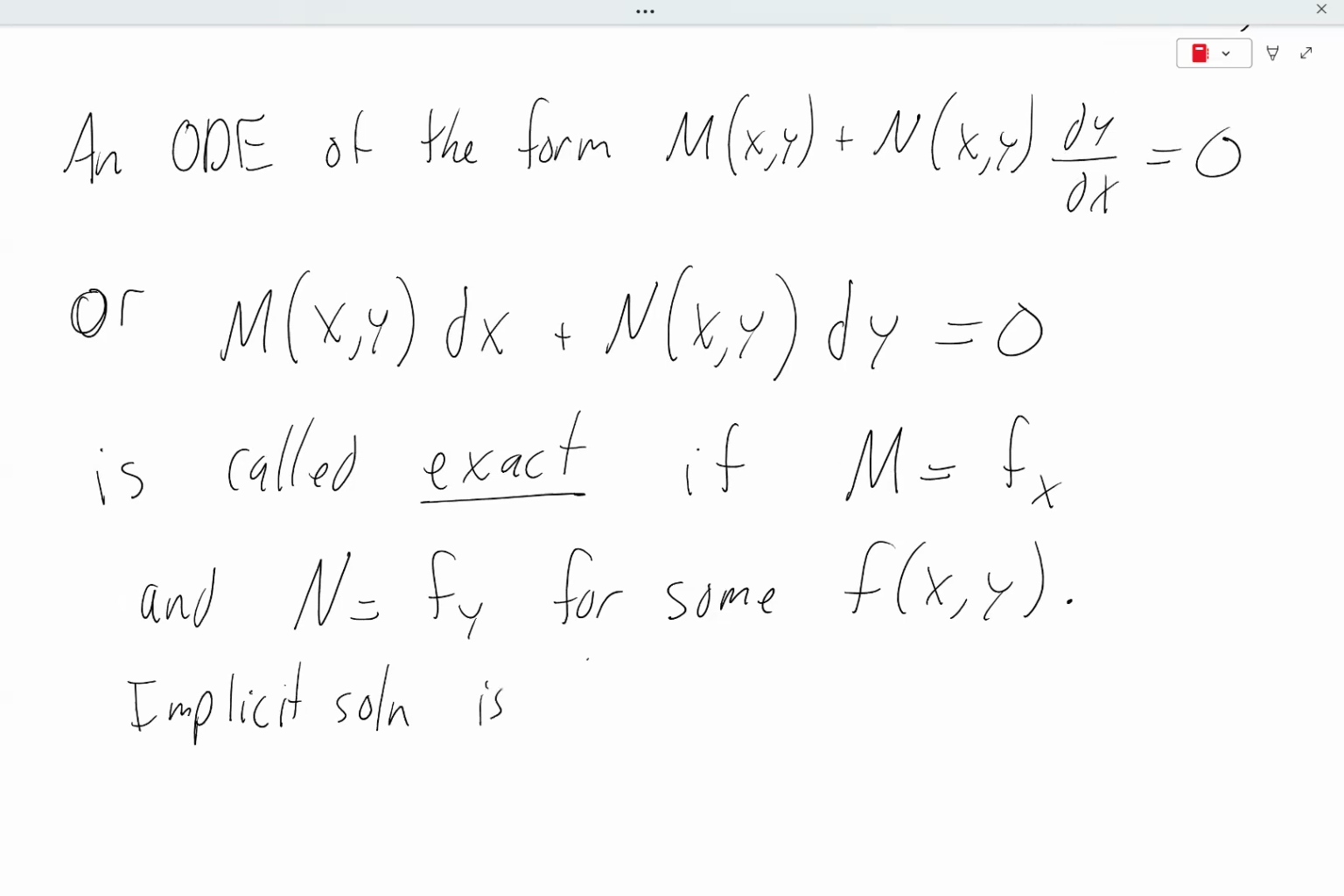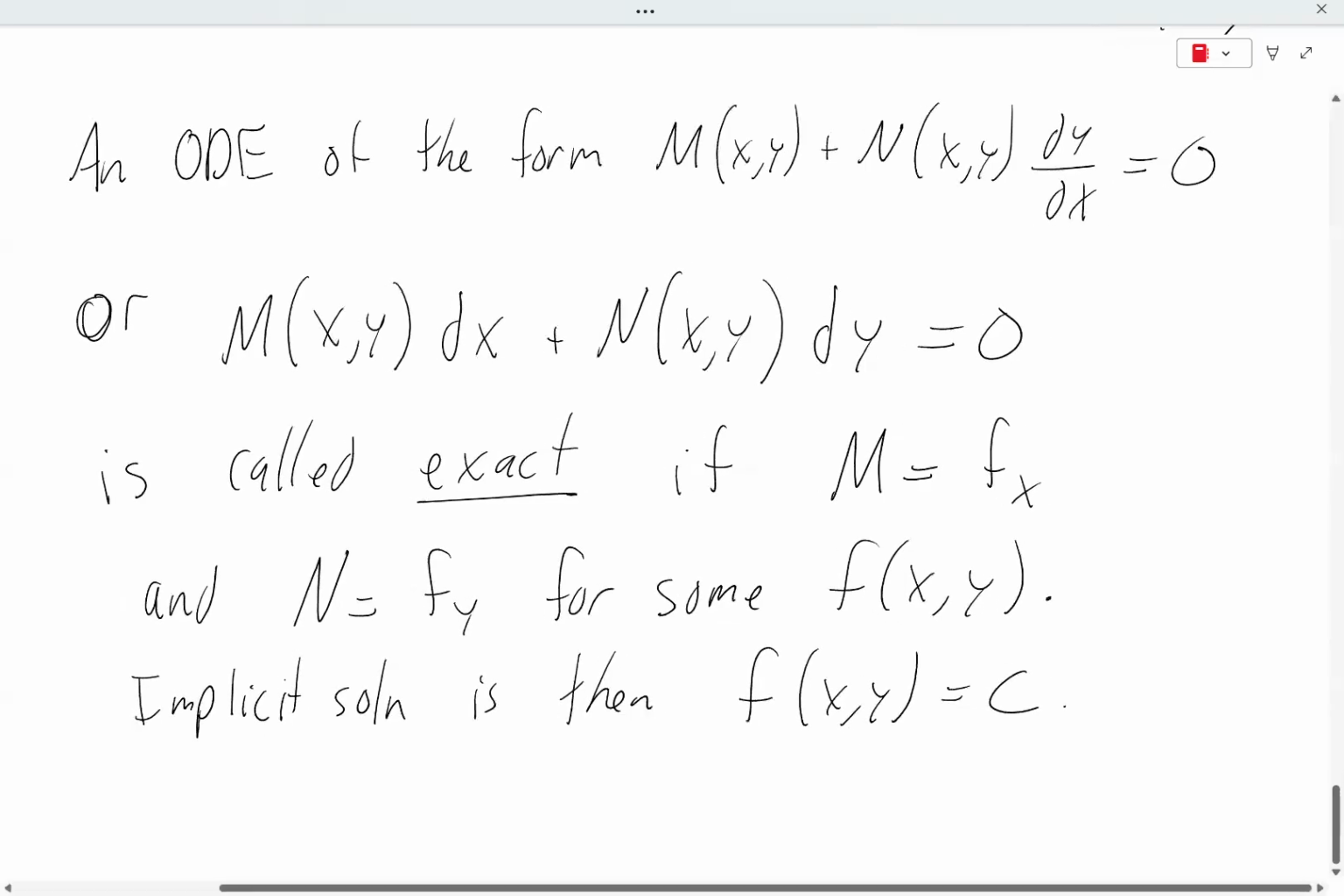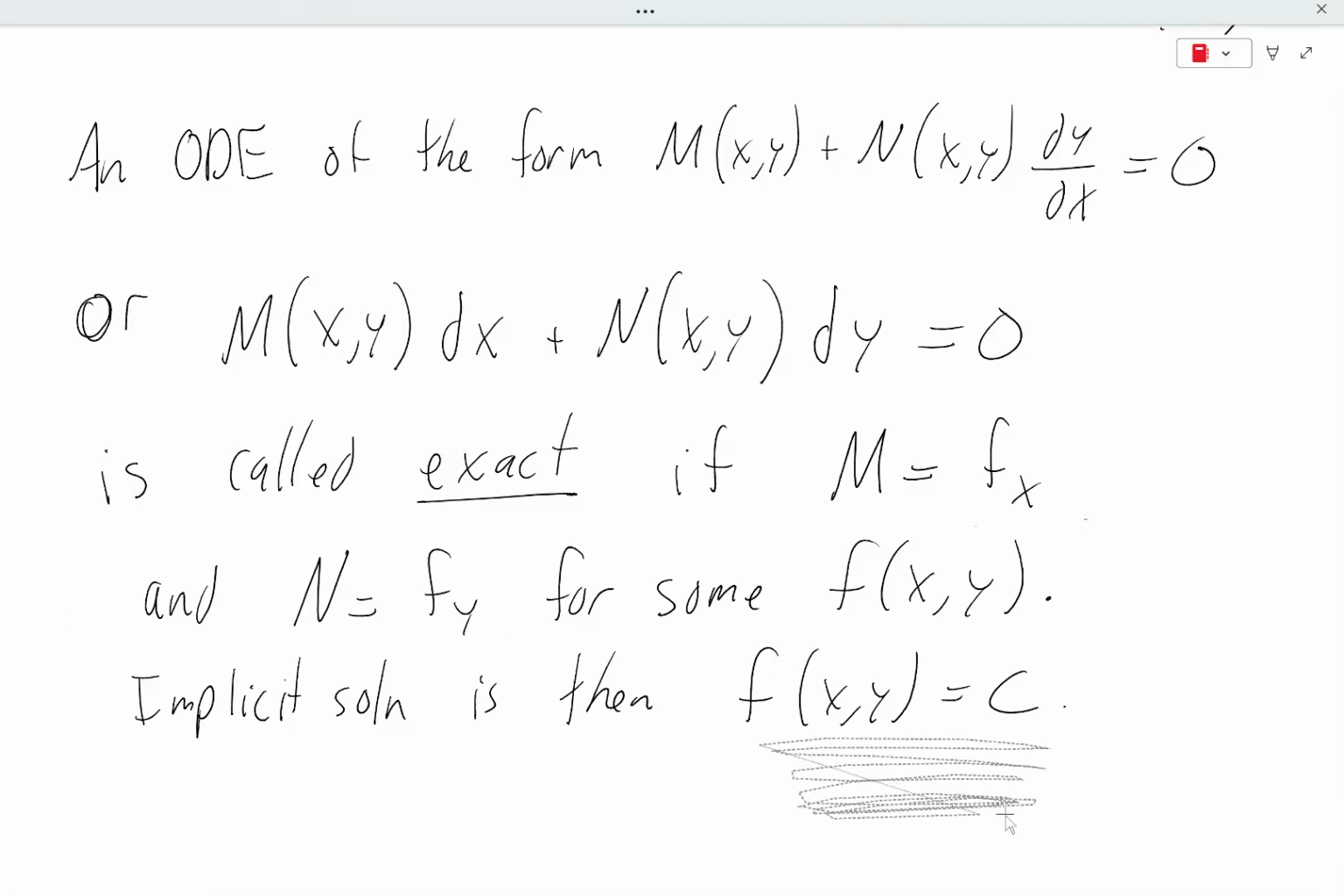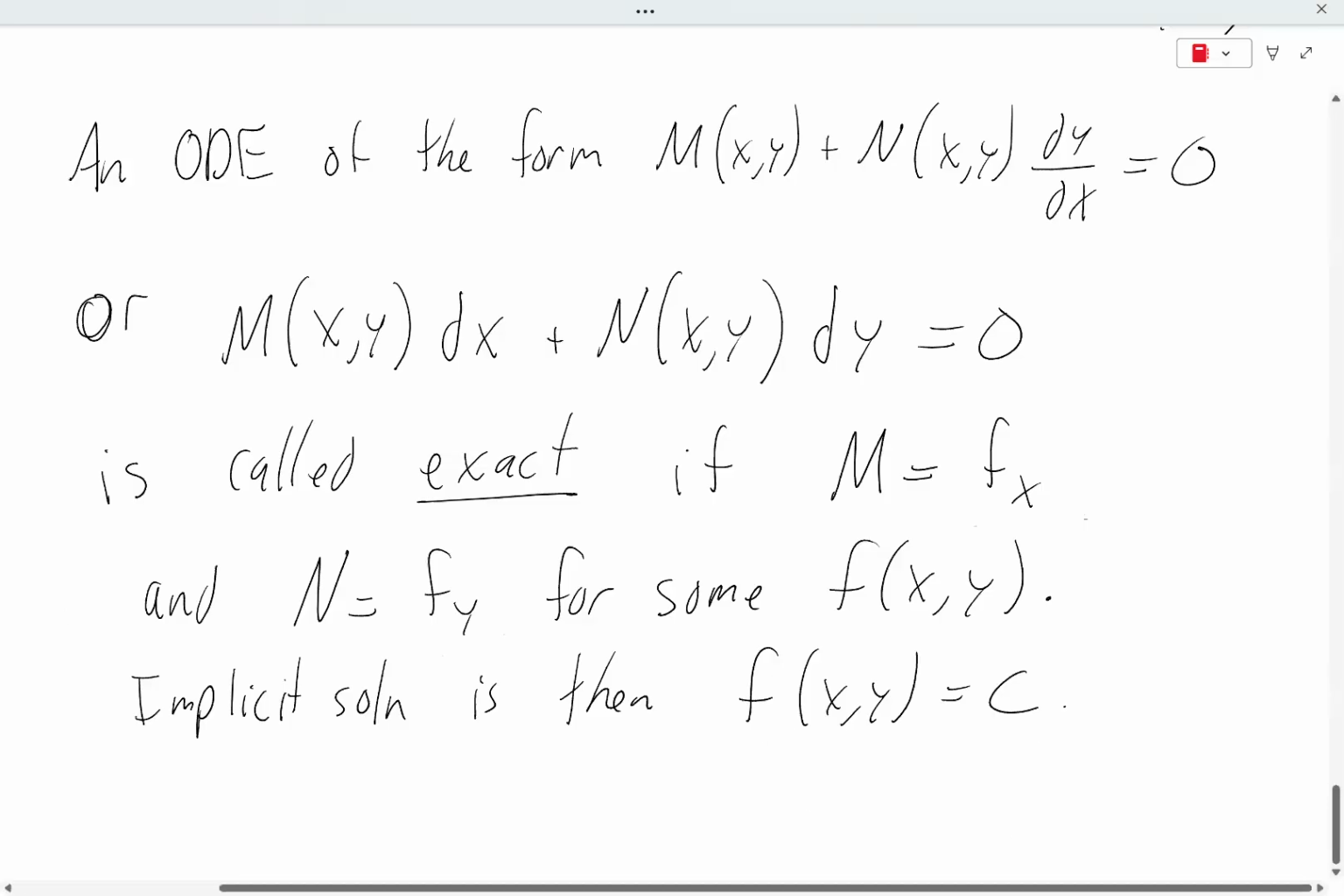Plus the solution is then going to be this, f of x, y equals c. So this is kind of like the backwards statement of it here, right? If this has to be the partial of something, and the partial with respect to y of something, then the solution is going to be this here. So it's kind of running that statement backwards from up there. Anything there so far?